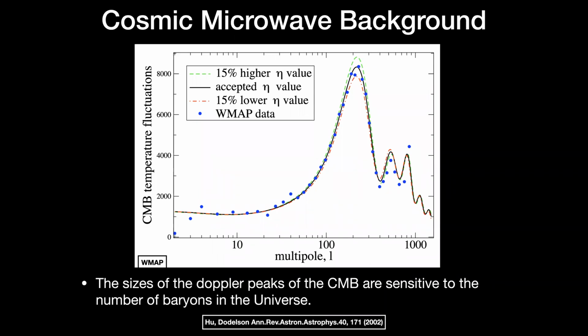Of course, it's been superseded by the Planck data that is much more precise. But what's nice about this plot is that you can see both the central value of eta and what would happen if you made it 50% higher or lower as the red and green curves. And it's very clear that the data actually prefers the value that we see. So the point is that also by looking at the peaks of the CMB, we can get a measure for the number of baryons in the universe.